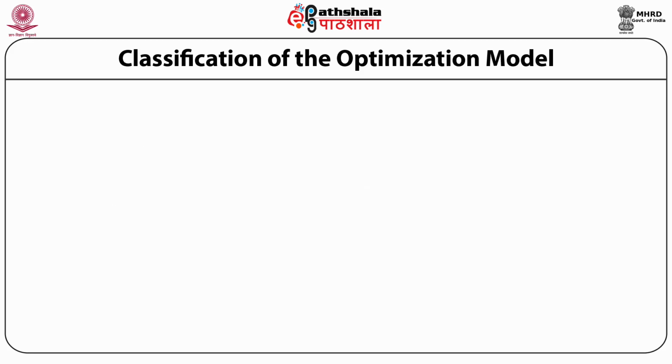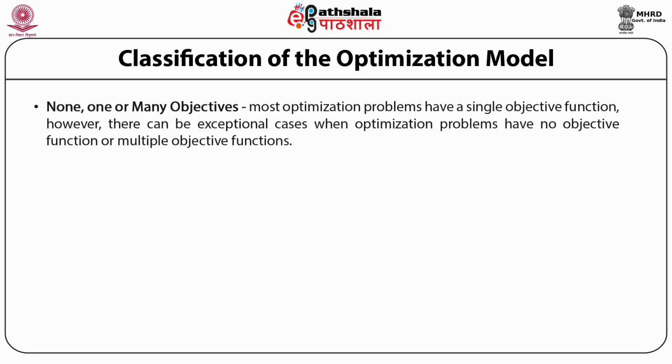The third classification can be none, one or many objectives. Most optimization problems have a single objective function. However, there can be exceptional cases when optimization problems have no objective function or multiple objective functions. Complementarity problems are pervasive in engineering and economics. The goal is to find a solution that satisfies the complementarity condition.